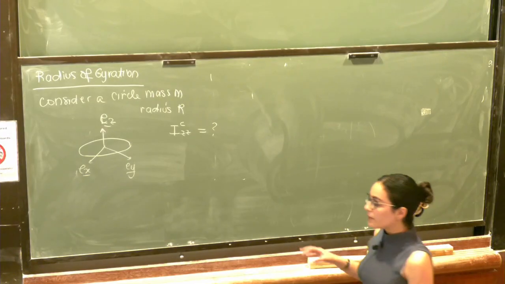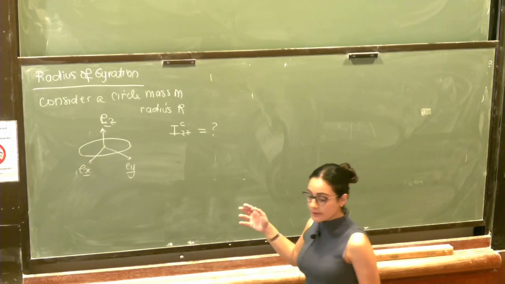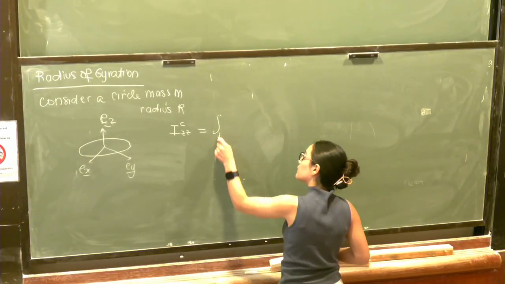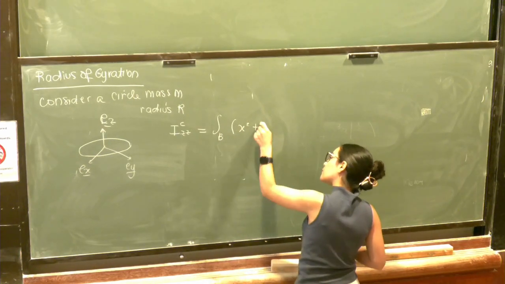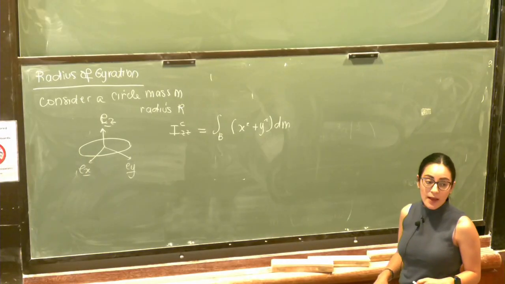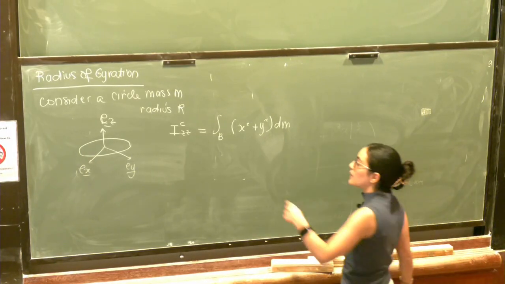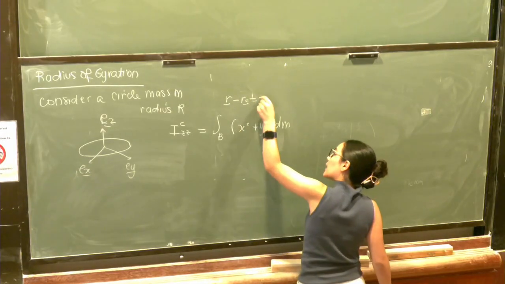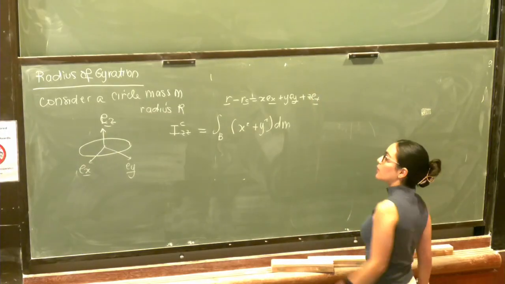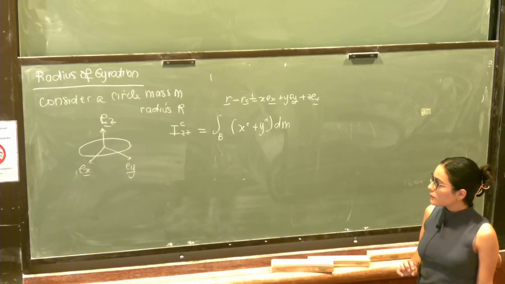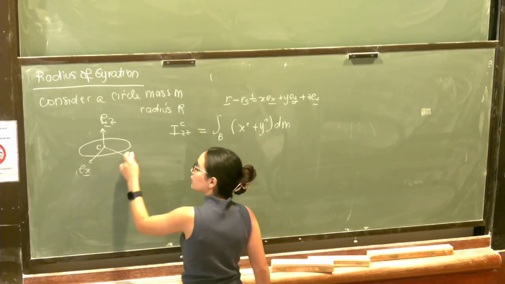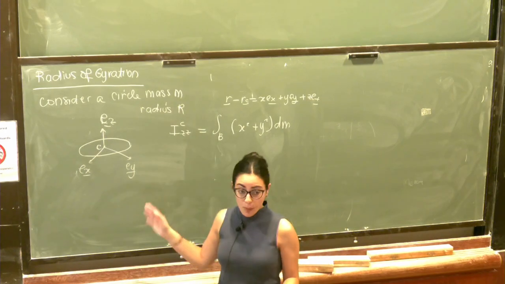I'll remind you of the formula. I_CZZ was the integral over the body of x squared plus y squared dm, where r minus r_C was equal to x e_x plus y e_y plus z e_z, where C is the center of mass, and r is the position vector toward any material point of the rigid body, and we're summing over all possible material points.